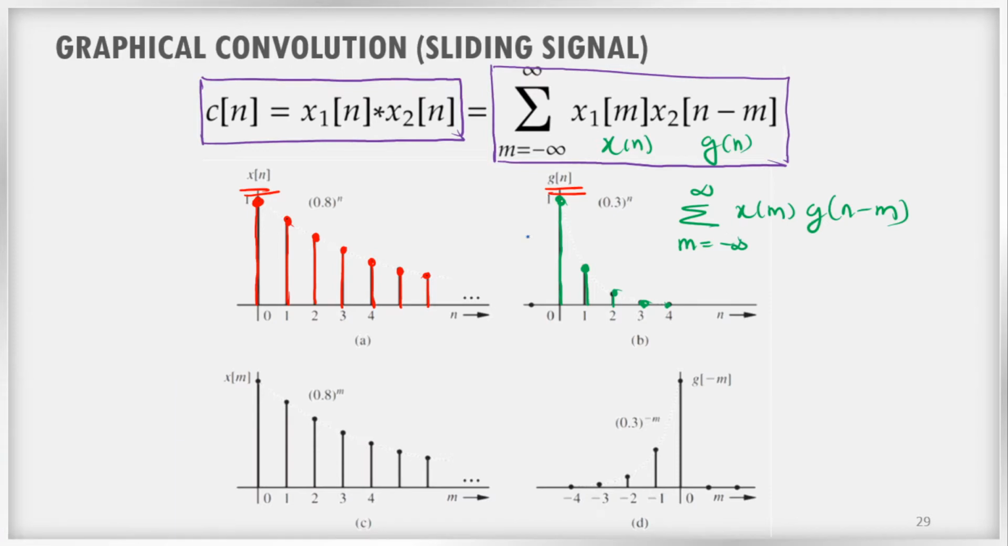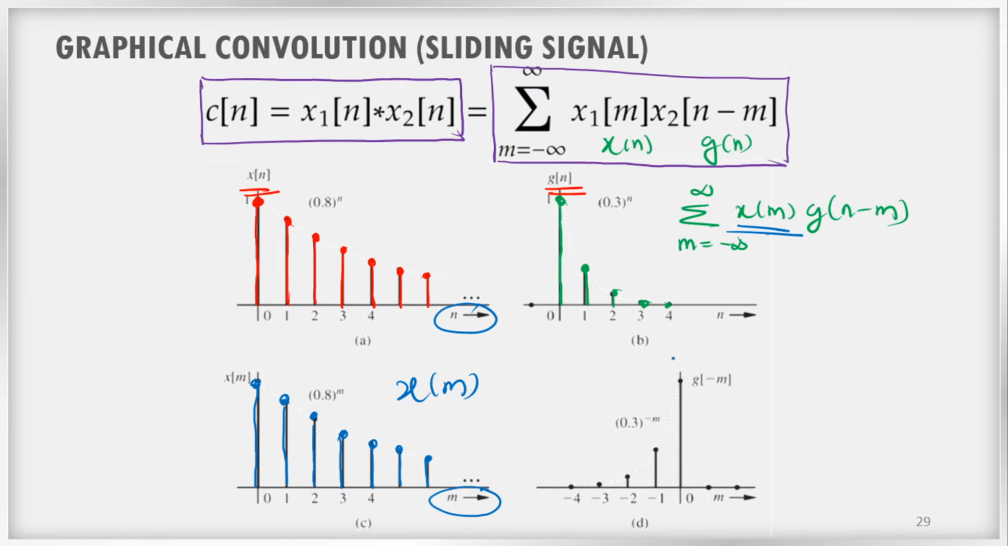How do we obtain that? First, let us try to obtain x of m. Instead of the n index, I will replace it with the m index. So now the variable is m here, and I have x of m. I am going to draw it in blue color. There is no change in the shape of the signal, just the index value is changed. You can see the signal is the same, only the index is changed. So this is our x of m, which is almost fixed.